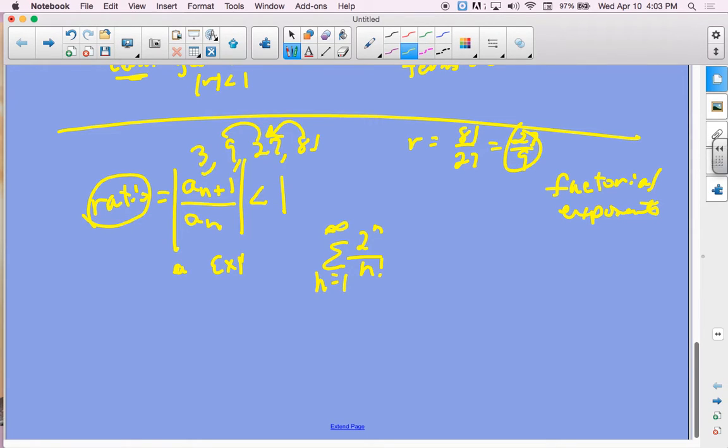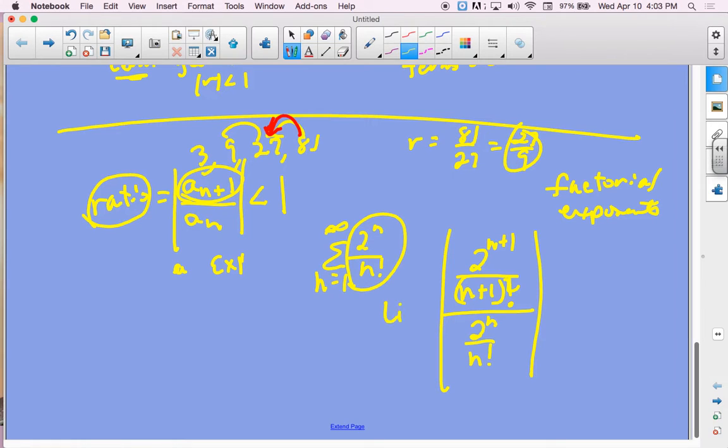The ratio test is take any term divided by the term before it. So to write that, I would say a sub n plus 1 over n plus 1 factorial. That's the term after this one. Divide it by the term before it, which is 2 to the n over n factorial. And it's the absolute value of this, and you take the limit of it as n approaches infinity. You see the conditions in the box there.